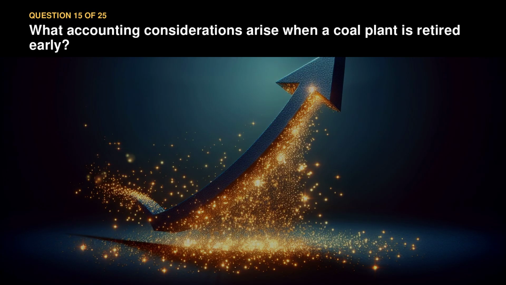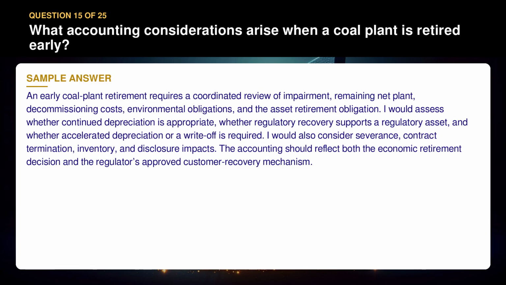Question 15. What accounting considerations arise when a coal plant is retired early? An early coal plant retirement requires a coordinated review of impairment, remaining net plant, decommissioning costs, environmental obligations, and the asset retirement obligation. I would assess whether continued depreciation is appropriate, whether regulatory recovery supports a regulatory asset, and whether accelerated depreciation or a write-off is required.